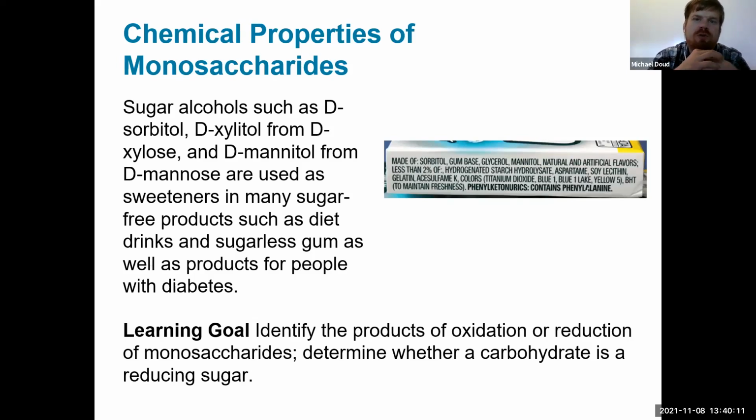We are moving on in chapter 13, covering the last half of the chapter on the chemical properties of monosaccharides and moving into disaccharides and polysaccharides by the end of the chapter. So first, we're going to start by wrapping up our discussion of monosaccharides by talking about some of the chemical properties and the chemical tests that you might do in the future for monosaccharides.